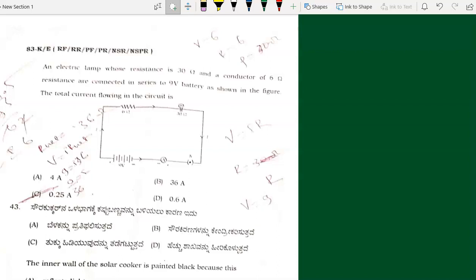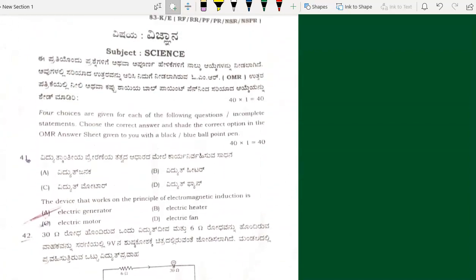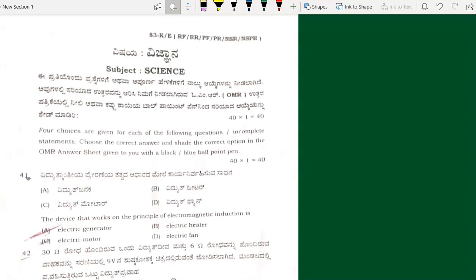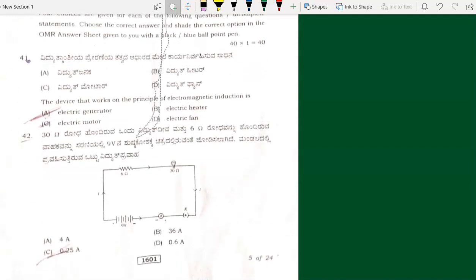Hi everyone. Okay, so let's solve the SSLC science paper 2021. Let me take the first question, the 41st question. Yes, so the question is here, science paper.